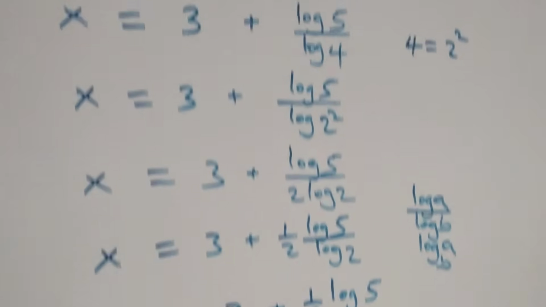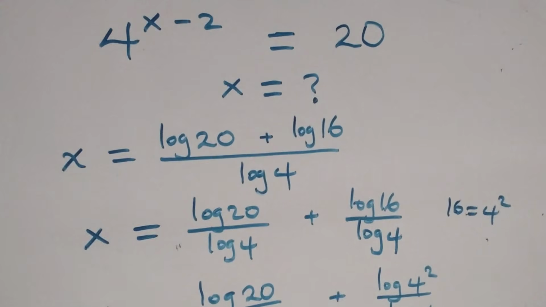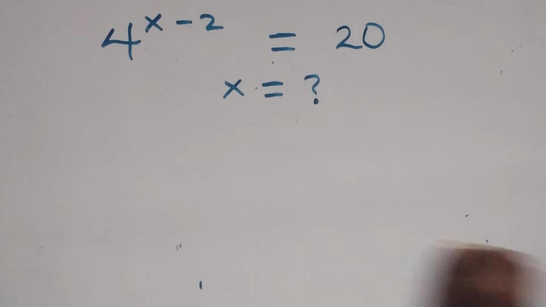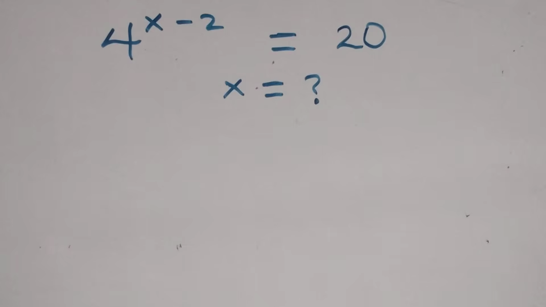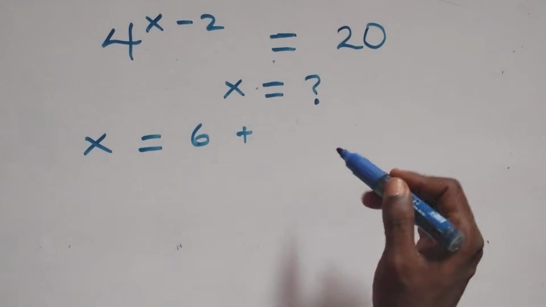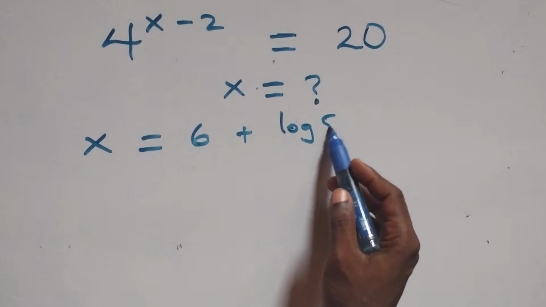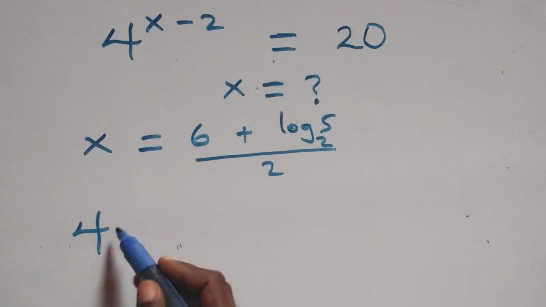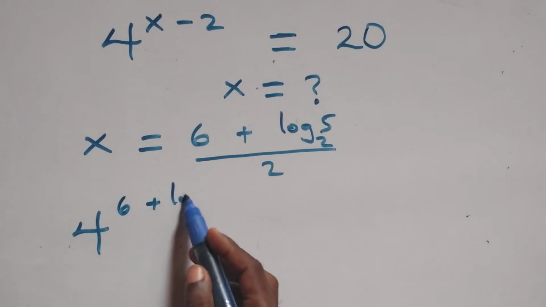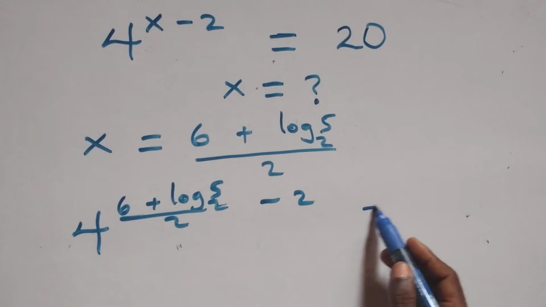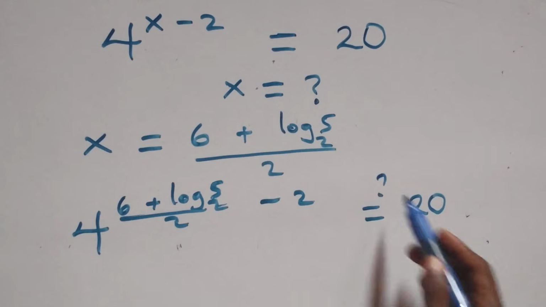Then let's check here if this satisfies this given problem. That is, we substitute the value of x here, which is x equals 6 plus log 5 base 2 all over 2. And here we have 4 raised to power 6 plus log 5 base 2 all over 2 minus 2 here. Is it equal to 20 on this side?